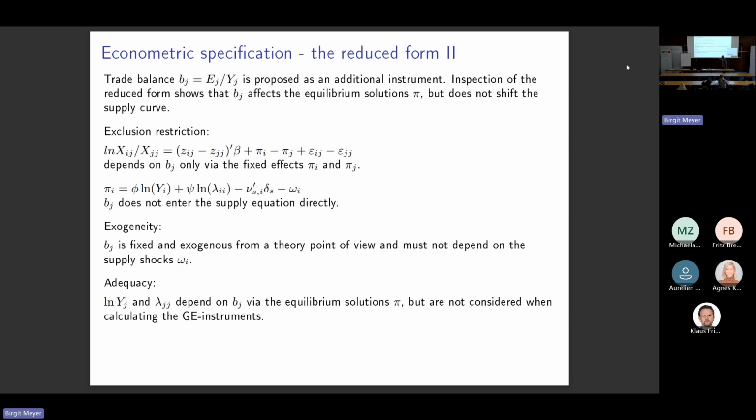It does not enter the supply equation directly, only the yi and p lambda I are affected, which is what I want to have. Okay? Now, from a theory point of view, they are exogenous, this pi. And in the end, it turns out it must not depend on the omegas, which is a big assumption, because it says if you have a shock in yi, expenditures increase by the same extent. Okay, then the trade balance would be unchanged. Okay, it would not be affected.